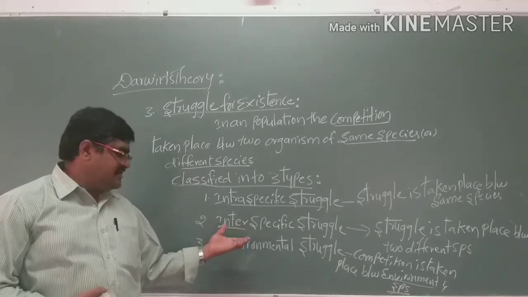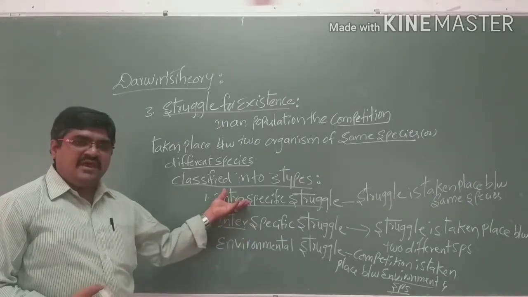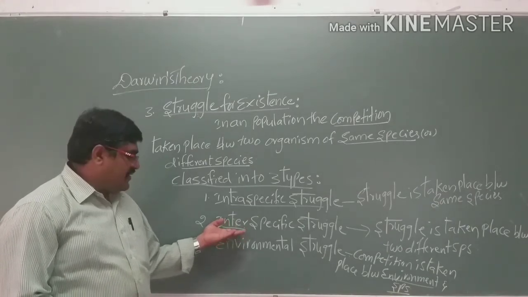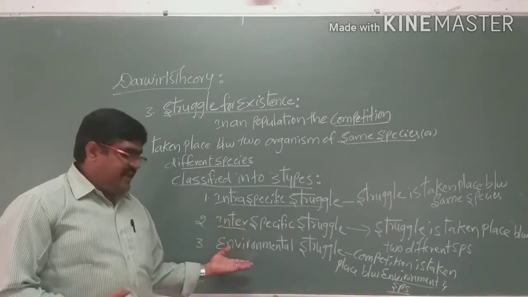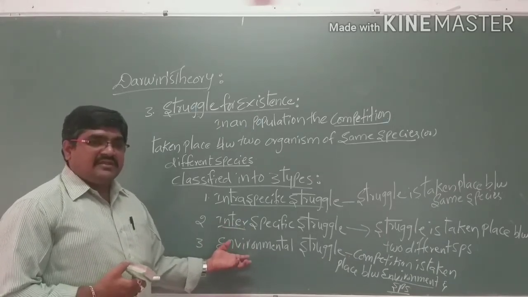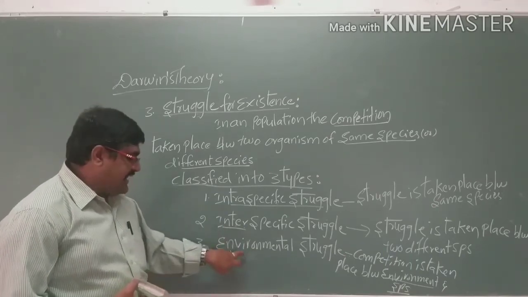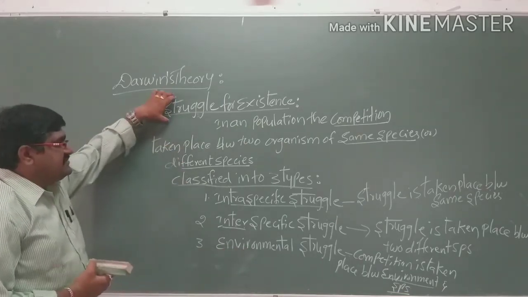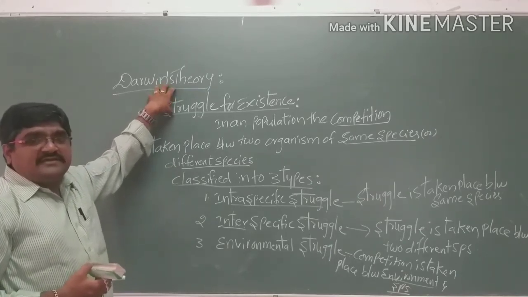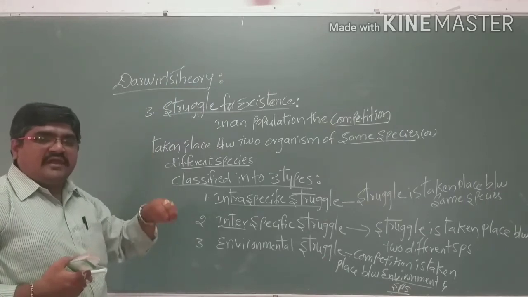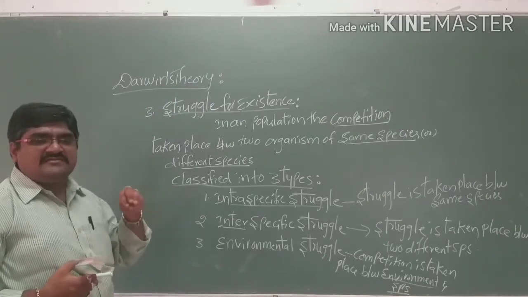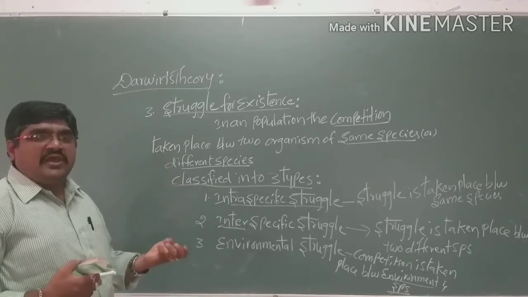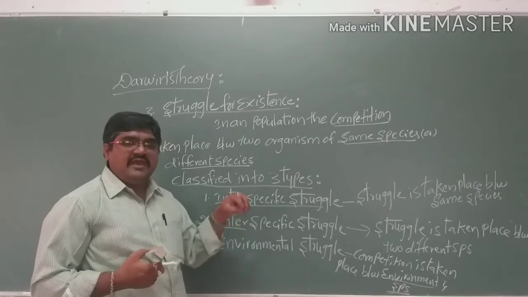So if the competition takes place between the same type of species, we call it intraspecific struggle. If the competition takes place between two different species, then we call it interspecific struggle. And third one is if the competition takes place between the environment and the species, then we call it environmental struggle. So this is what we call the struggle for existence. To exist in nature, we have to compete with the same type of species or a different species. Here a competition should take place, then only we can fit in the environment or the nature.